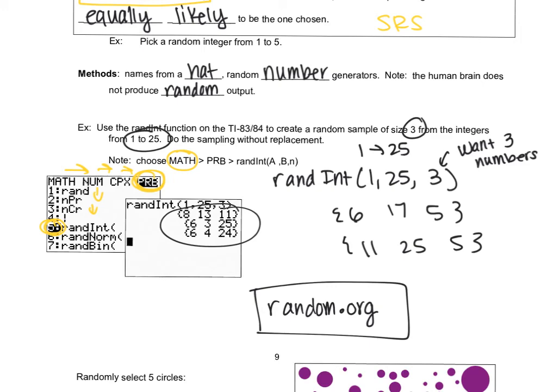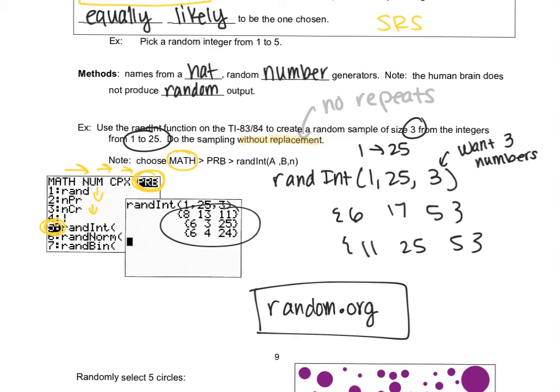I'll be sure to display the calculator next time. Feel free to send me pictures of your calculator if you're having issues. That's a really good way to get help with the calculator. And then the last thing I forgot to address: without replacement just means no repeats. So you can't have the same number twice. And if you do get the same number twice, just do it again.